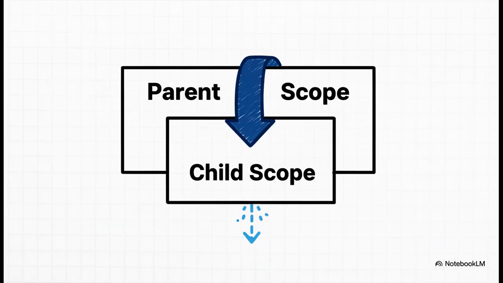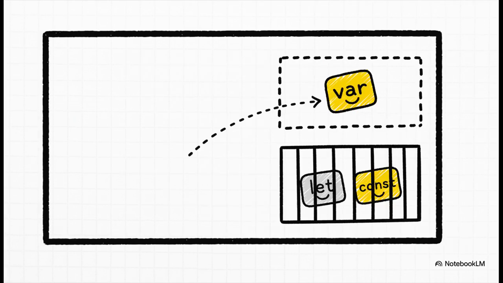So, what's the crucial takeaway here? It's this simple but powerful rule. A child scope can see variables from its parent scope, but a parent scope can never see variables that were created inside one of its child scopes. Information flows down, never up. This code shows that rule in action perfectly.